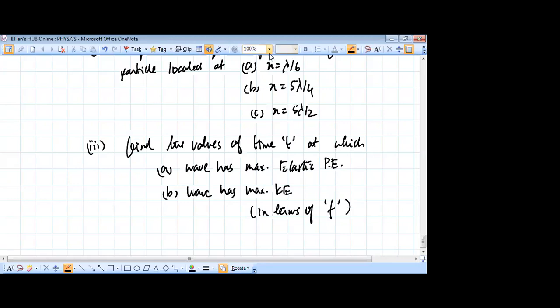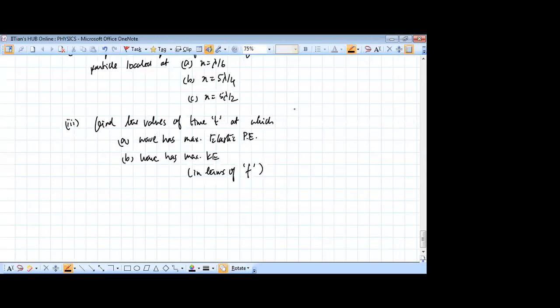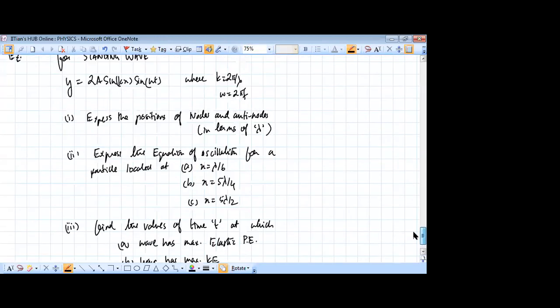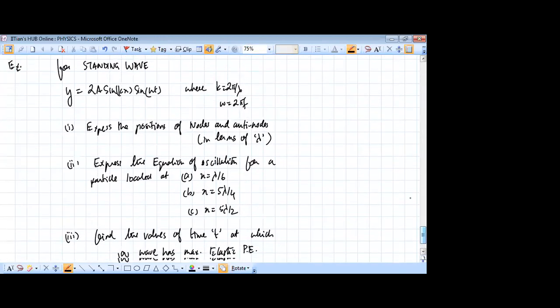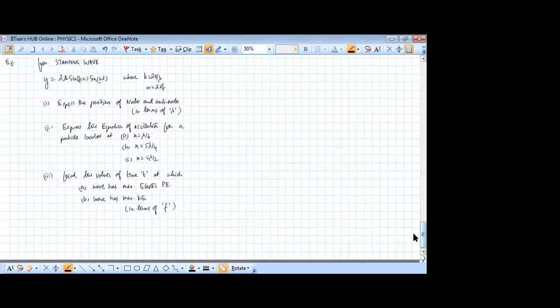Okay, so let us do these many parts first. Then I will come to another important aspect: how to calculate the total energy of oscillation for a certain length of the string.